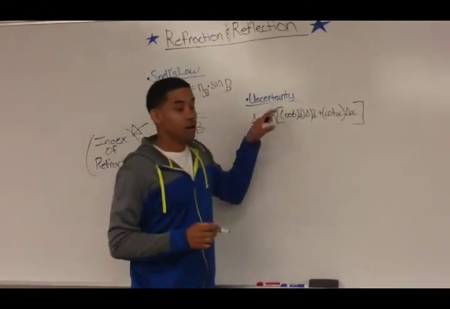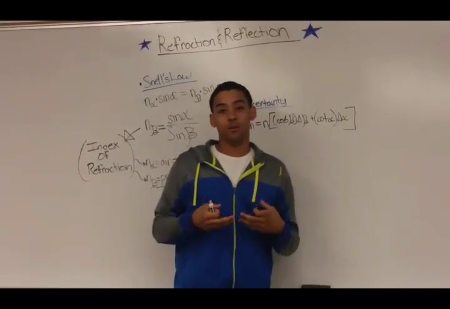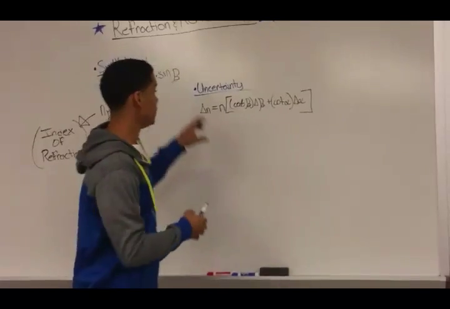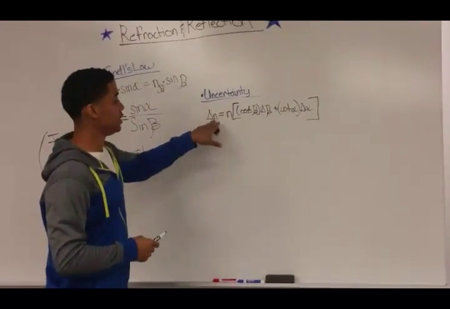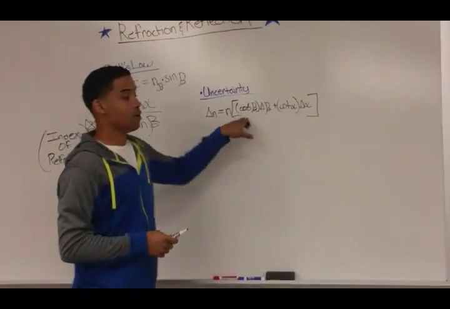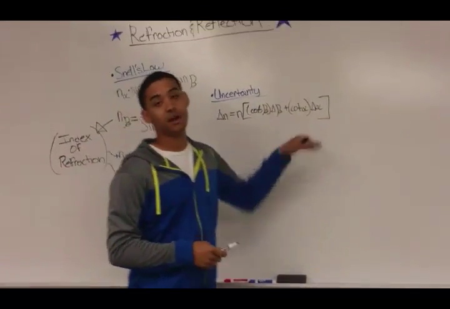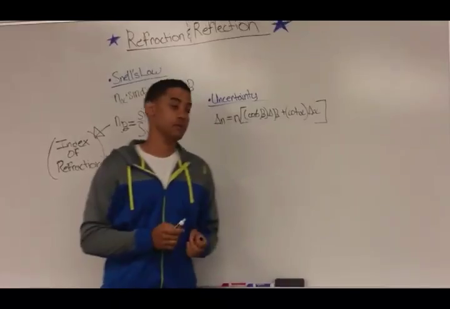Now, in all experiments, we have what you would call percentage errors or uncertainties. And in this case, we'll be using this equation, which is delta n equals n times cotangent beta times delta beta plus cotangent alpha times delta alpha.